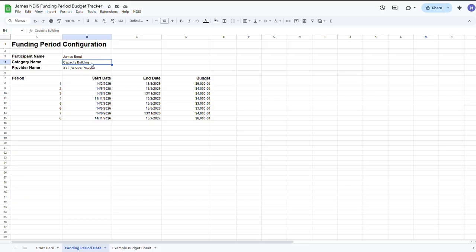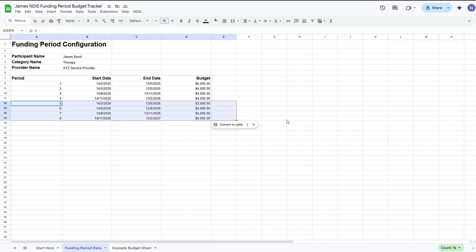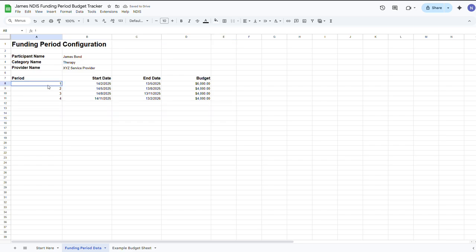So I'm going to name this particular one. In this example, I'll leave James Bond as the name. And then in the category, I'm just going to put therapy. And I'll just leave the provider name as a test. And what I'm going to do actually in this example is I'm going to remove the last 4 periods here, and we're just going to have a plan which runs for 1 year.